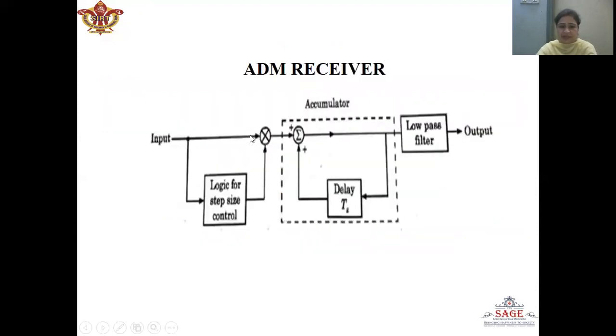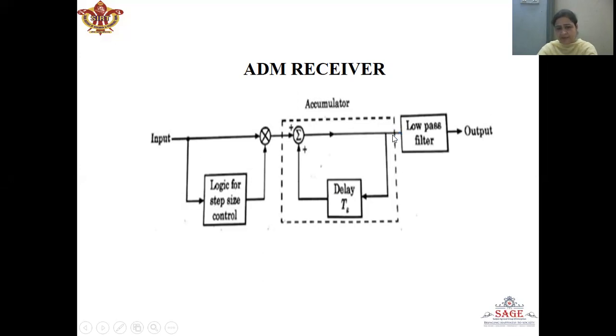Now, this is the block diagram of the ADM receiver. The input, which was the quantized version of the error signal, is transmitted via the channel and received at the receiver. This quantized error signal is controlled by the step size control unit, and it will generate an output which is given to the accumulator, which will add to the previous predicted sample, and the previous predicted sample will increase in amplitude.